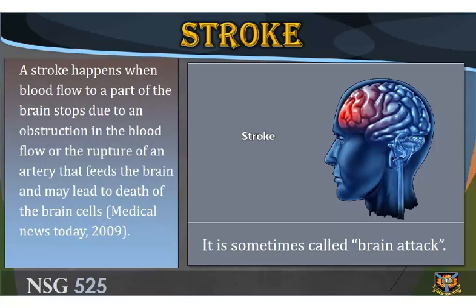There are basically two types of stroke: ischemic and hemorrhagic. Stroke is a sudden loss of neurological function resulting from focal disturbance of cerebral blood flow due to ischemia or hemorrhage.